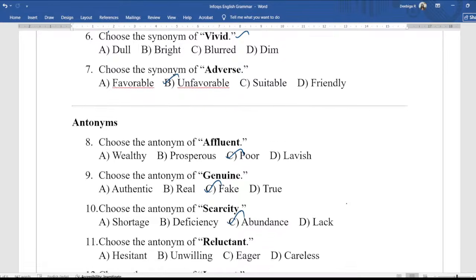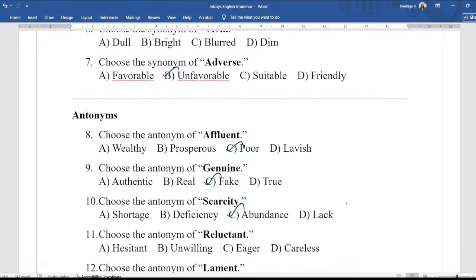Okay. Choose the antonym of reluctant. Reluctance means someone who's hesitant, someone who thinks or hesitates before doing something, speaking up. So that is what reluctance is. Unwilling, not really careless, but unwilling and hesitant. So the opposite would be someone who's eager to do something. Right, so that is the antonym of reluctant, eager.